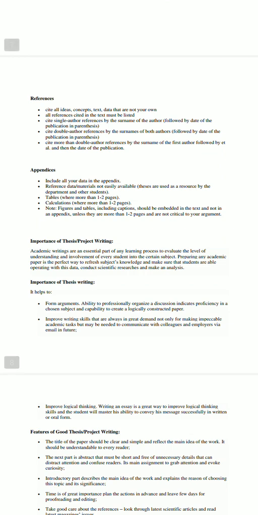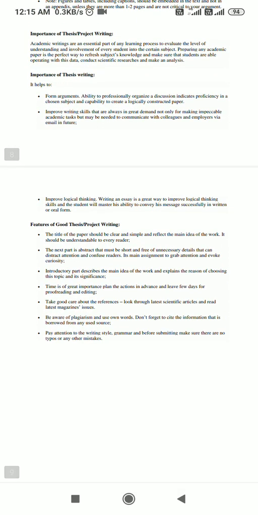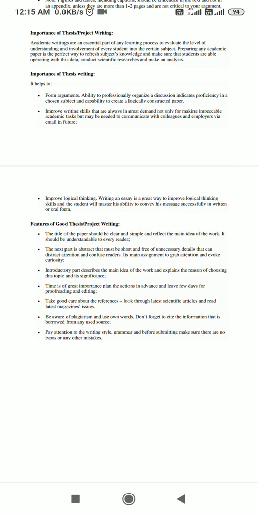Importance of thesis, features of a good thesis, project writing.